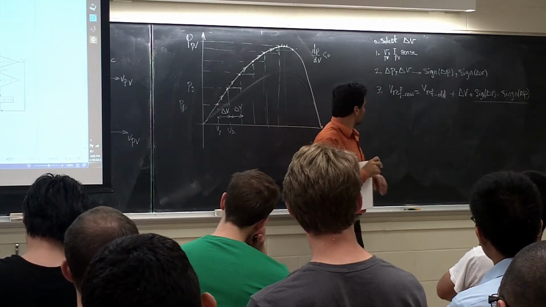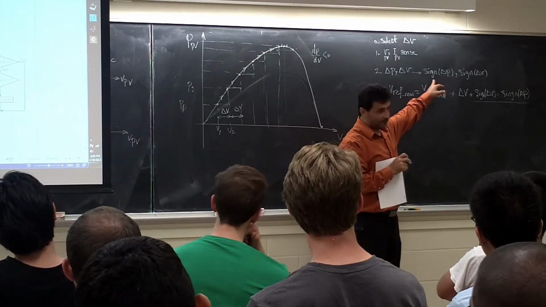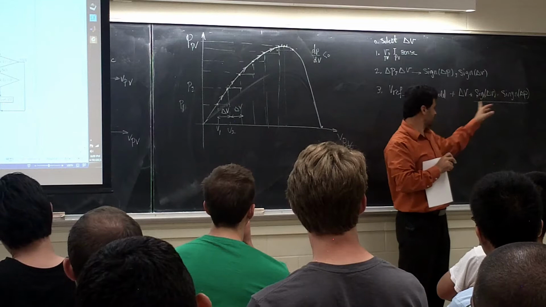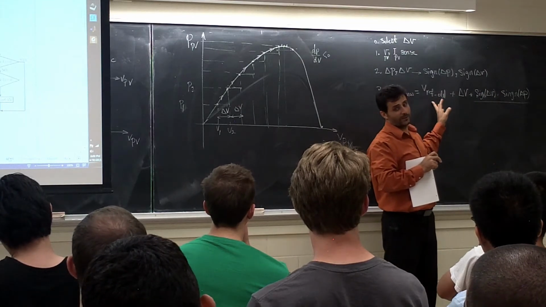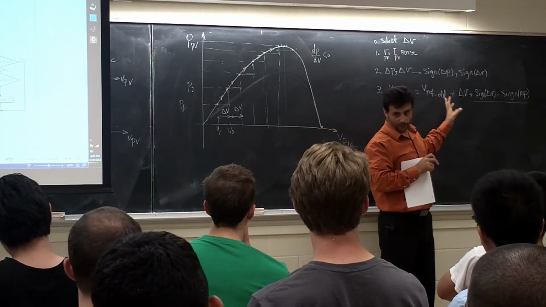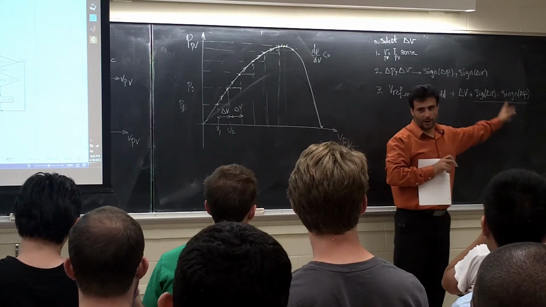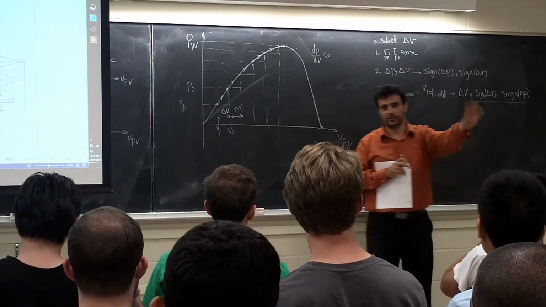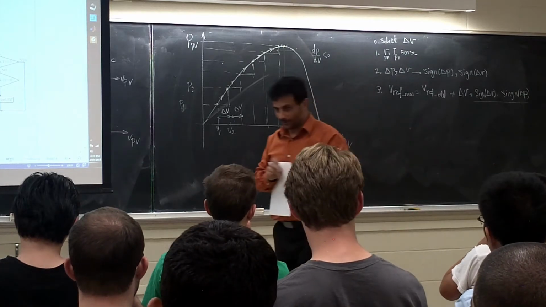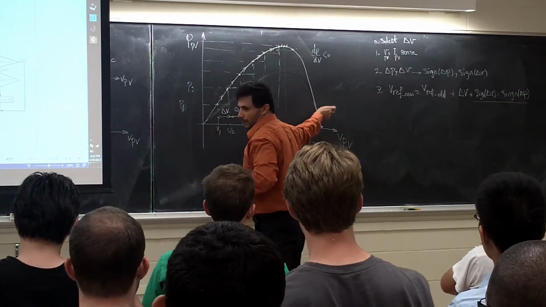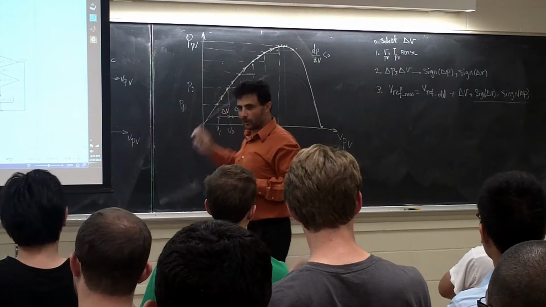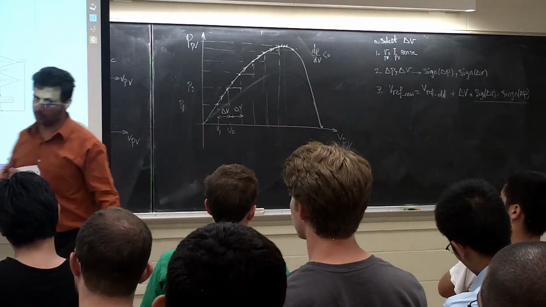So this one is positive, this one is positive. How much is the new Vref? Whatever it was before, plus, let's say the step is 2 volts, times 1 times 1. So basically, increase your Vref by 2, right? This way you're going to go this way. They call this one observation and perturbation.